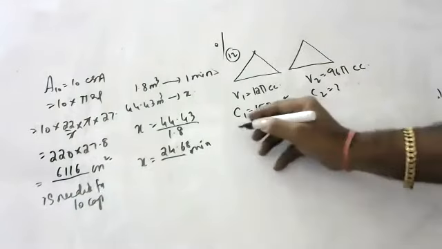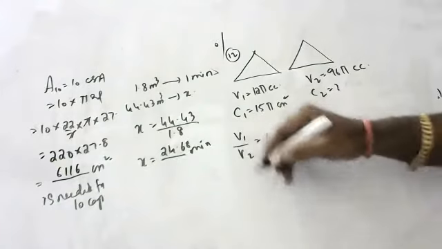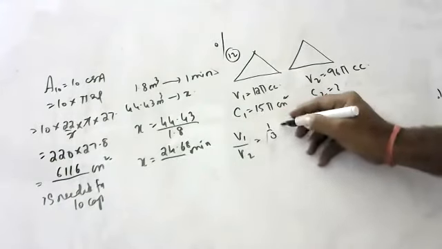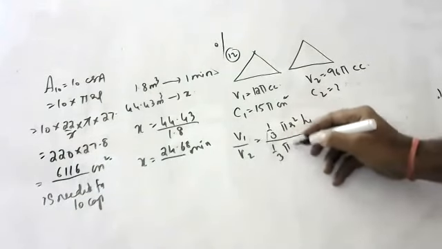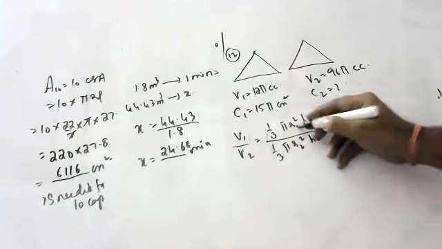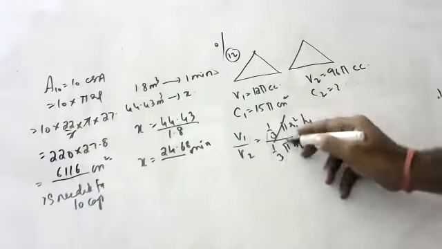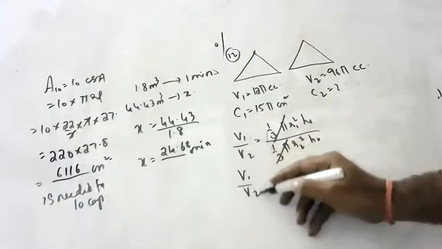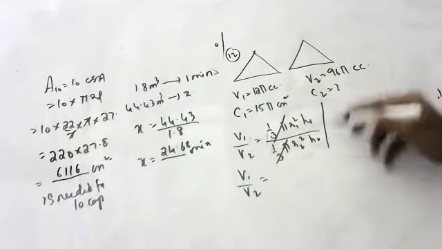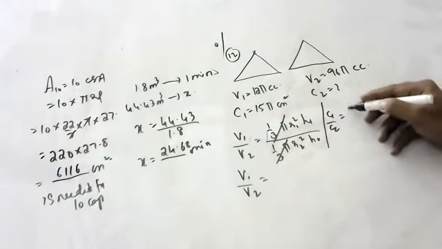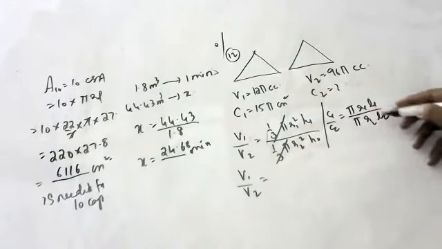Okay, children, slowly we look. See here, children, V1 by V2 is equal to (1 by 3 pi r1 square H1) by (1 by 3 pi r2 square H2). So 1 by 3 pi cancels. Now we'll do C1 by C2. What can we write? Pi R1 L1 by pi R2 L2. Pi cancels.